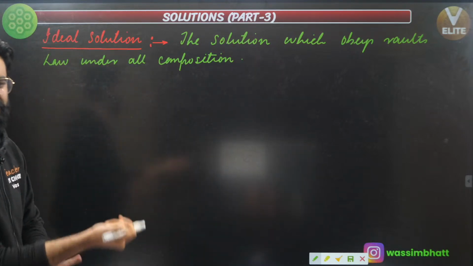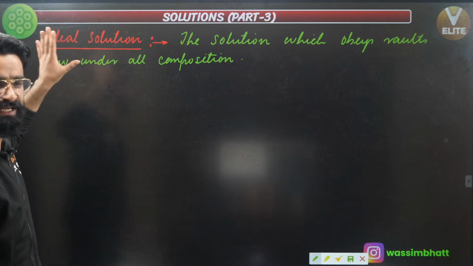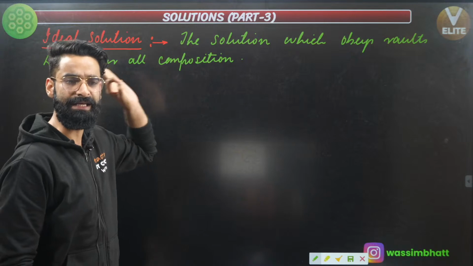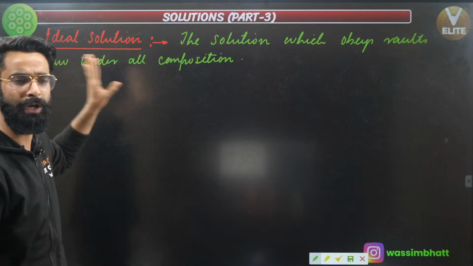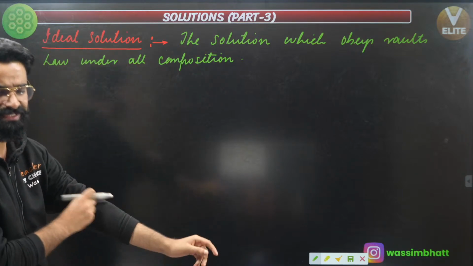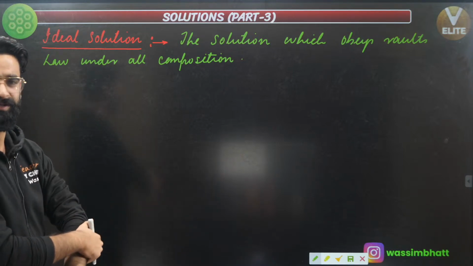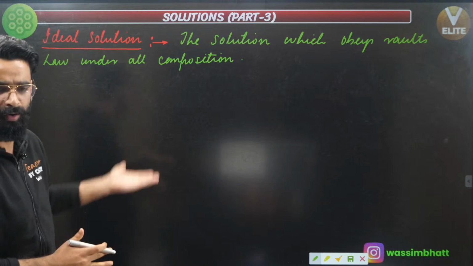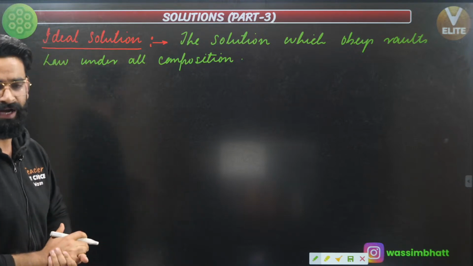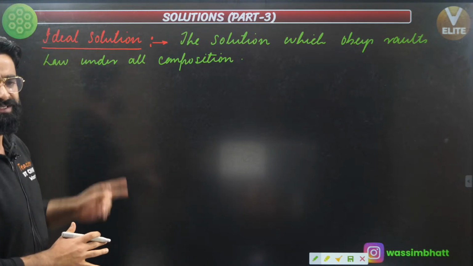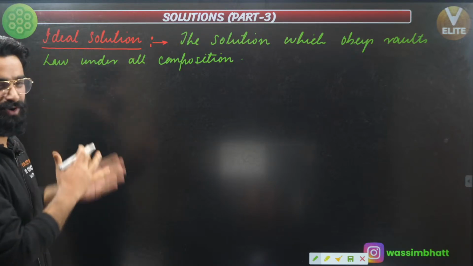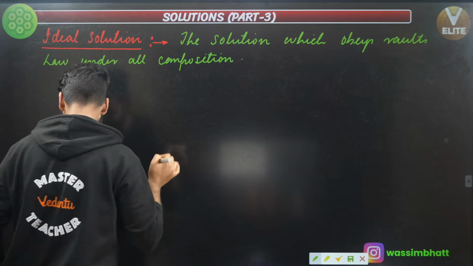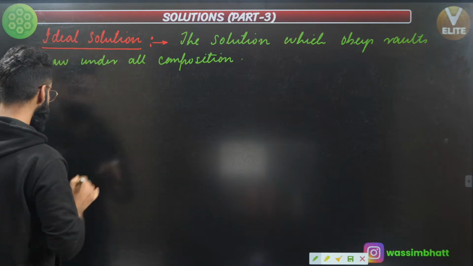Now the point is, what is meant by this? As far as the definition of ideal solution is concerned, any solution which obeys Raoult's law under all compositions, that's what we call an ideal solution. And any solution which does not obey Raoult's law under all compositions, that's what we call a non-ideal solution. Now the point is, what can we get from this definition? Understand properly what I'm going to say. I'm exactly going to start from the basics.